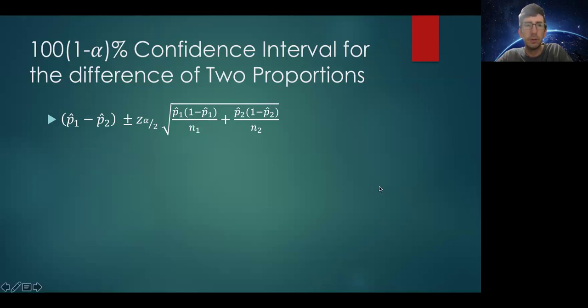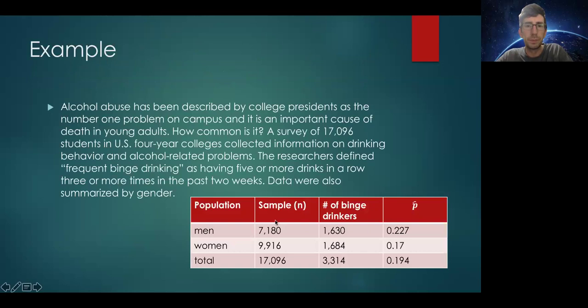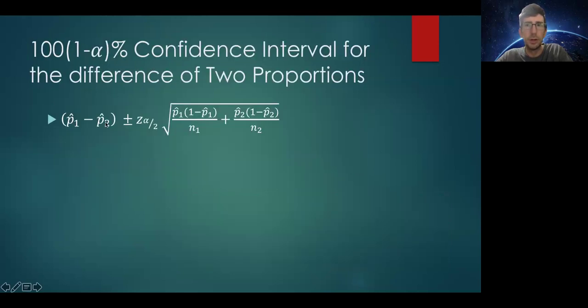Okay, so in the next video, we will work an example of this. It'll be basically the same process, right, as a confidence interval for one proportion, but now we just have some more things to basically plug in and calculate. Okay.